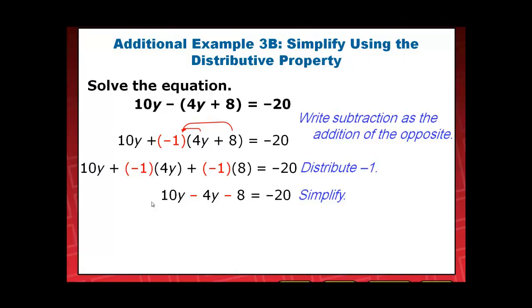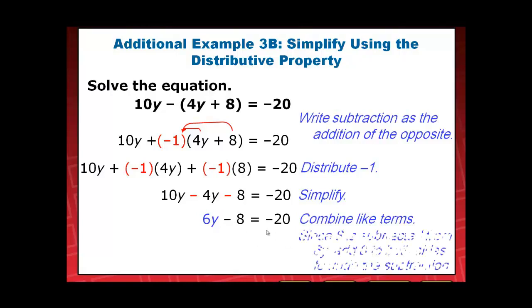Okay, take the like terms, 10y and 10y minus 4y. This will be 6y negative 8. I will remove 8, so I will add 8 in both sides.